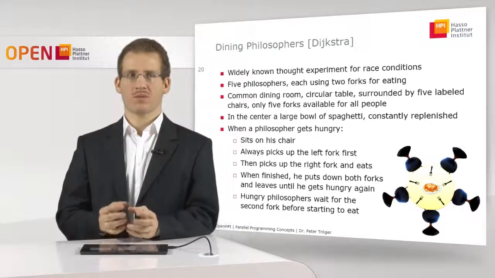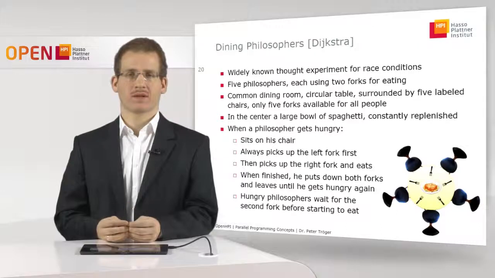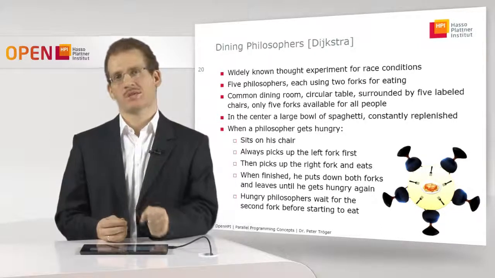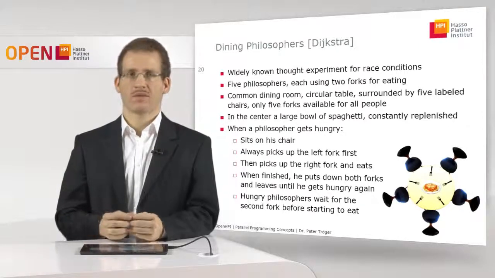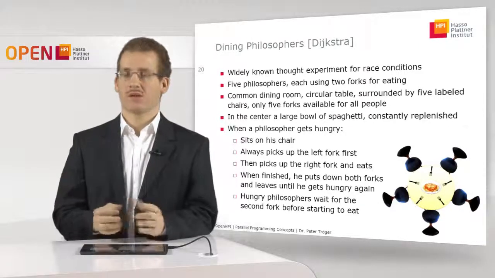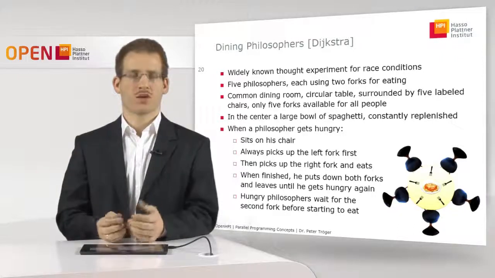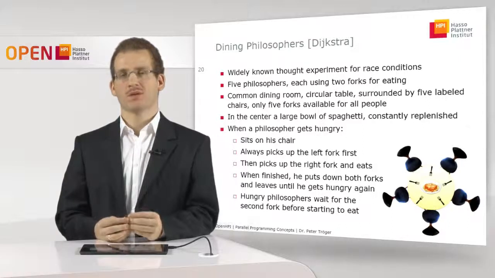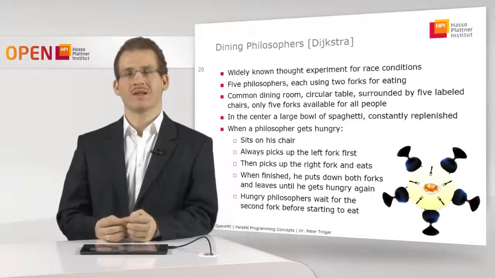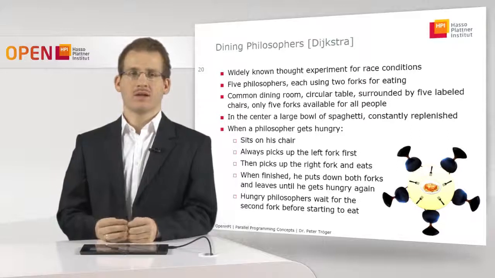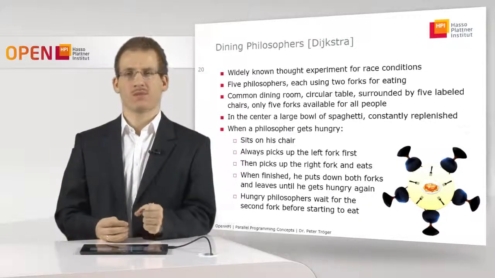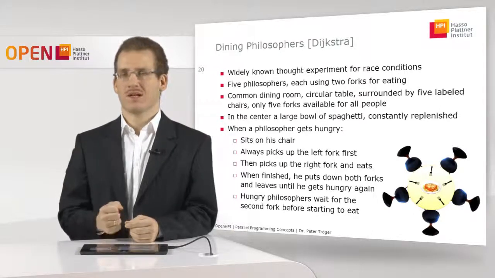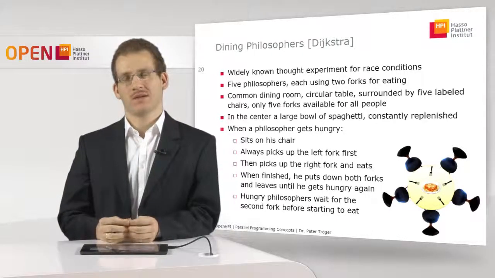So the situation we model here is that when a philosopher gets hungry, he comes to the eating room, he sits down on his chair, he first picks the left fork, then he picks the right fork, then he starts to eat because he has all the tools he needs in order to access the shared resource, which is the food. And then when he's done, he puts down both forks at the same time, and then he leaves until he gets hungry again. If somebody picks up a fork but doesn't get the other fork, then he will wait until he gets the second fork before he starts to eat.